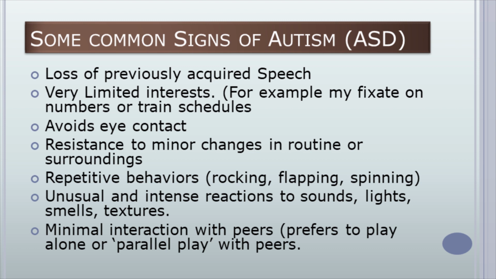Another sign would be minimal interaction with peers. They prefer to play alone or parallel play with peers. So teachers, we often notice that individuals who have autism will play alongside a peer in the classroom, but they're not necessarily playing together. One child will have their game going on and another child will have their game going on, but they won't be interacting with each other or trying to notice what the other is doing. So they're kind of like in their own little universe, and that's another common sign with individuals with autism.